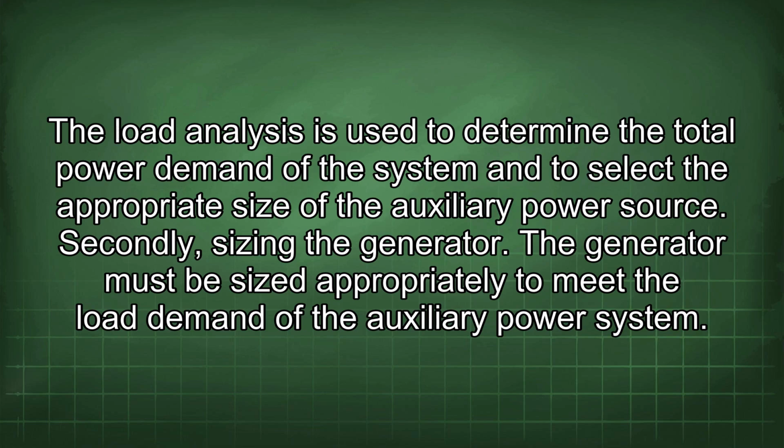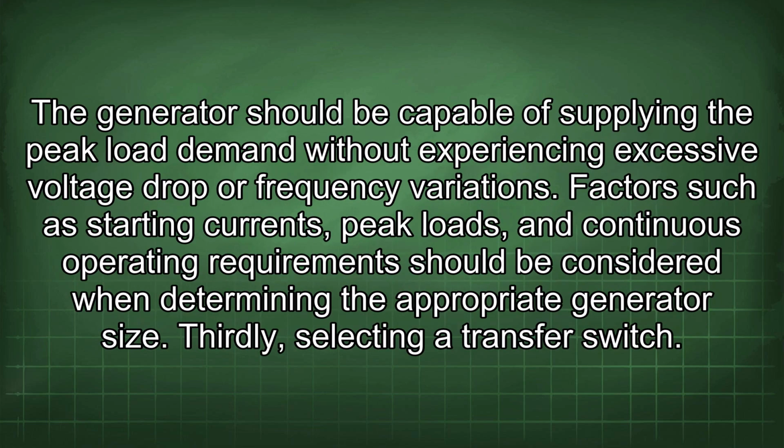Secondly, sizing the generator. The generator must be sized appropriately to meet the load demand of the auxiliary power system. The generator should be capable of supplying the peak load demand without experiencing excessive voltage drop or frequency variations.